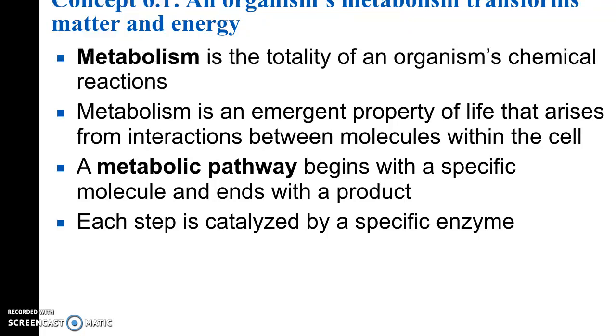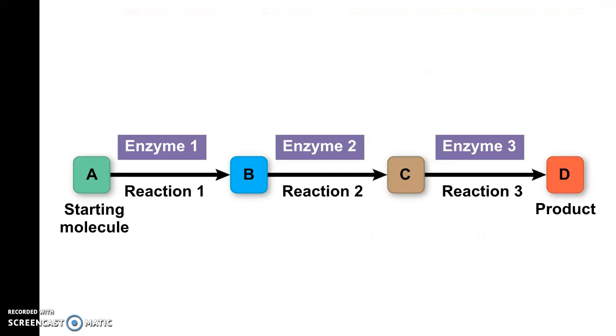But a metabolic pathway is just starting with the molecule, following what it does, like what its interactions are, and then ending with a specific product. The last bullet point is just saying that each step is catalyzed by a specific enzyme. We know that enzymes help speed up reactions, which is what a catalyst or catalyzing is. So here is an example. We start with molecule A and we end with the product, which is D, and we see the multiple reactions going on with it, and the enzymes helping it speed up.